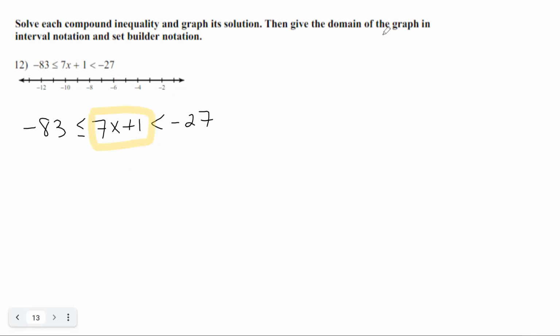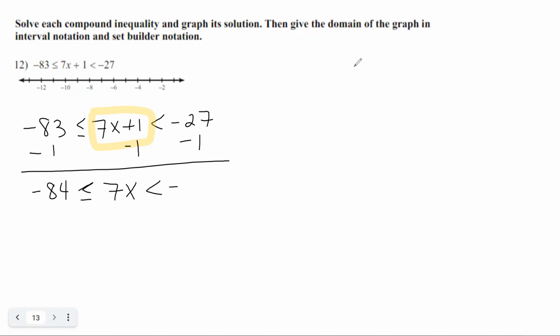And that's also where we want to draw our attention to isolate the variable, in this instance, x. So how can we get 7x plus 1 to just be x? Subtract 1 from all sides. Whatever you do to one side of the inequality, now we have 3, do to all. So we have negative 84 is less than or equal to 7x is less than negative 28.